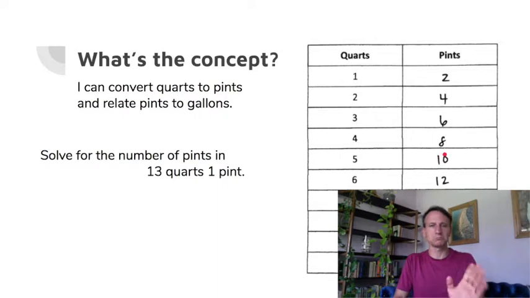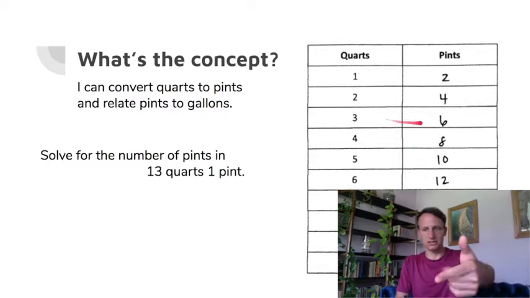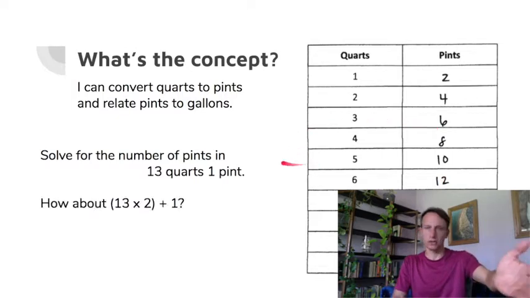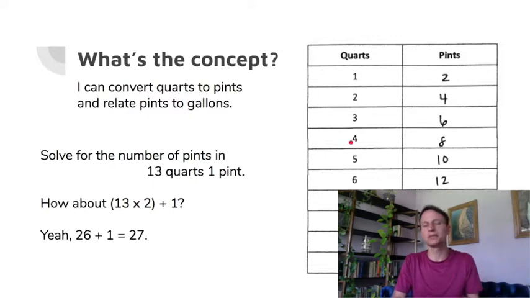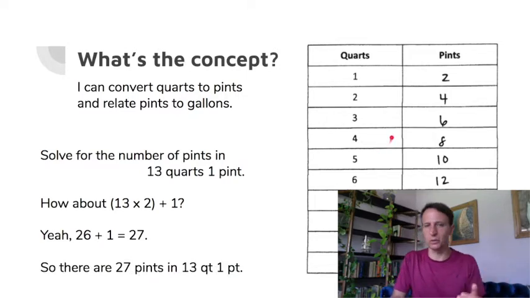All right, so now, how many pints are in 13 quarts, 1 pint? All right, actually, you can handle this, right? We can use the table here and say, well, 10 quarts is 20 pints. 3 quarts is 6 pints, so 20 and 6, and then the one more, right? We could also do 13 times 2 plus 1, all right? So that would be 26 plus 1, 27. Either way you do it. Okay, no problem. 27 pints in 13 quarts, 1 pint.